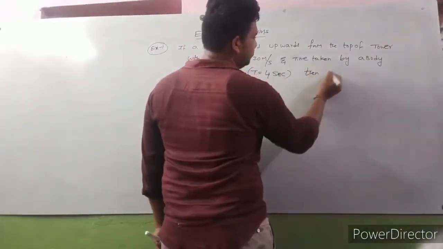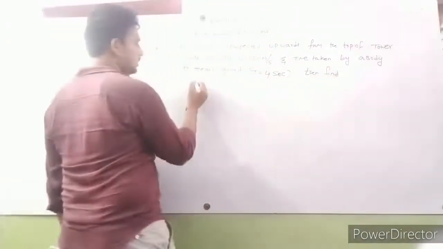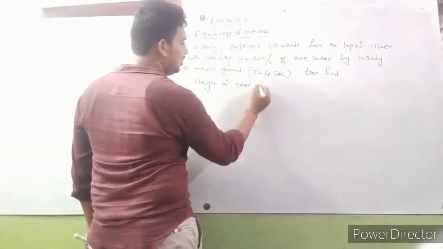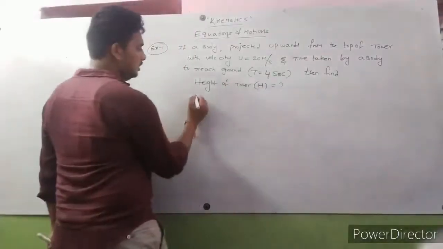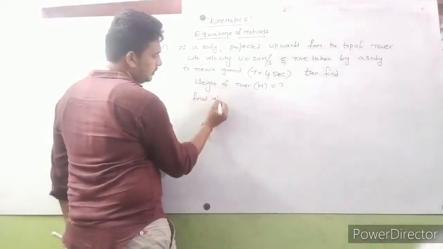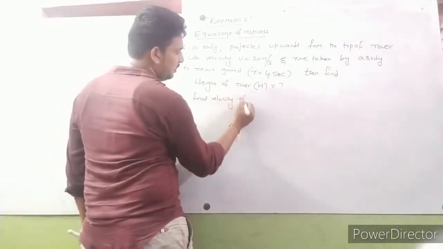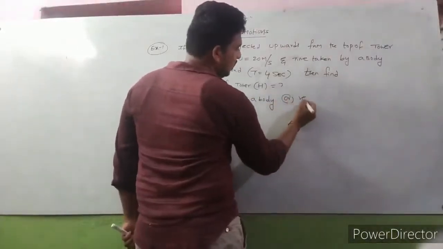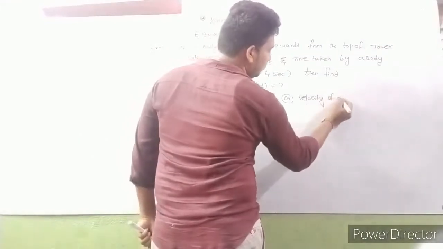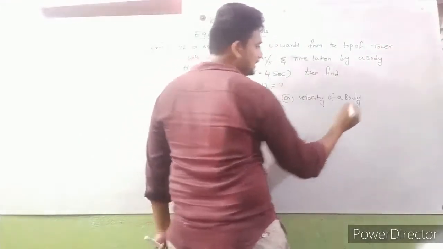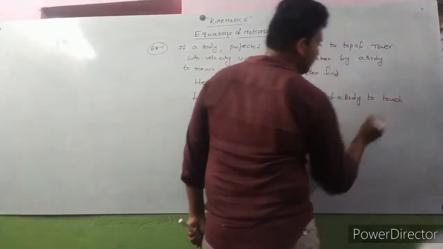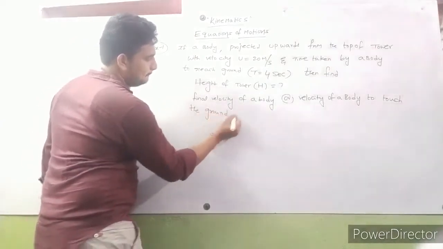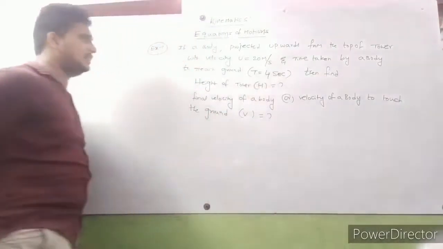Then find the height of the tower h, and the final velocity of the body, or the velocity of the body when it touches the ground. So we need to find these two values.